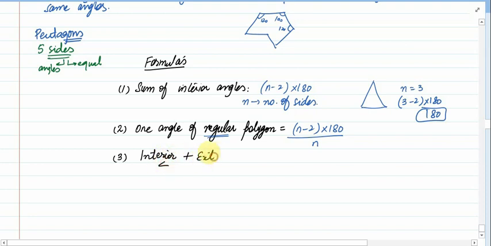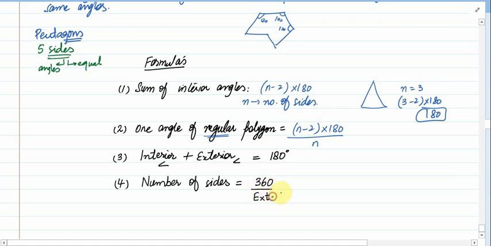Number three, the summation of interior angle plus exterior angle is equal to 180 degrees, right? The fourth one is very important, that is about the number of sides. We are going to use the formula very often in past papers. So number of sides is equal to 360 divided by exterior angle. Alright, so those are the basic working formulas that we are going to use in the topic polygons. First write down all the working formulas.